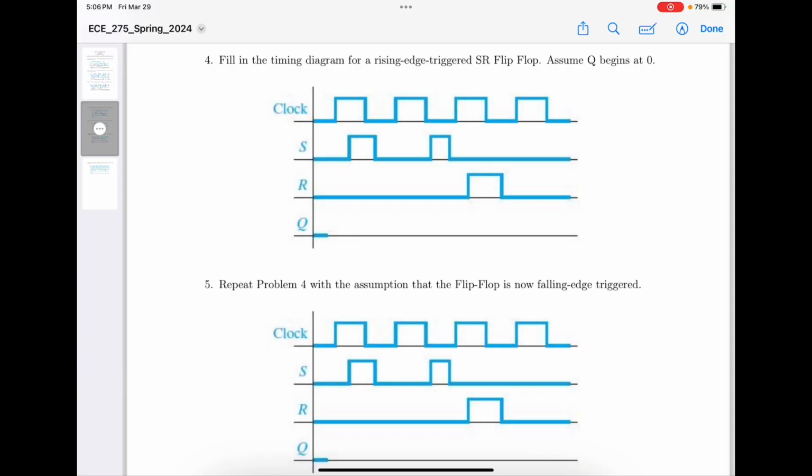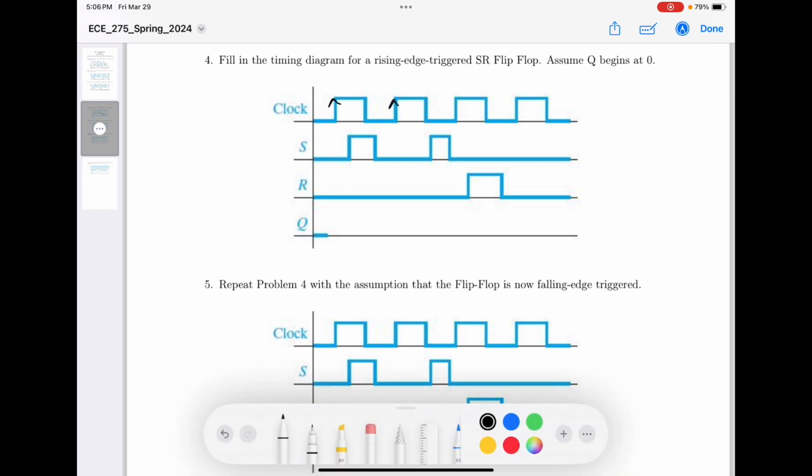So here, again, you're asked to fill the timing diagram for a rising edge triggered SR flip-flop, and given that Q is at 0. So mark all the rising edges. So 1, 2, 3, 4. So initially Q is 0. So until the next rising edge, Q is 0. At this rising edge, S is 0 and R is 0. So we continue to hold the value of Q.